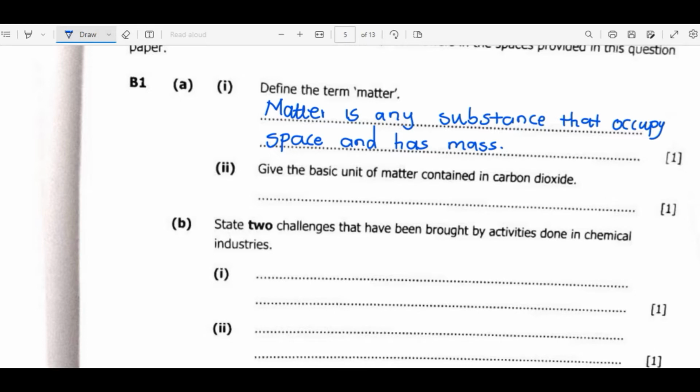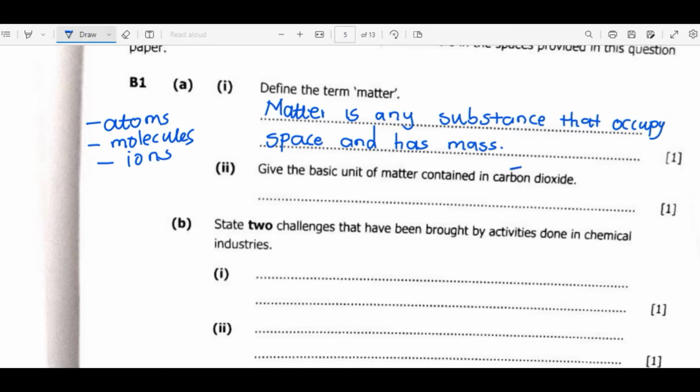Roman number 2, give the basic unit of matter contained in carbon dioxide. There are 3 types of basic units of matter. The first one, we can say we have atoms, then molecules, ions. Now for this one, we can see that we are dealing with a compound. The first thing that you are supposed to put into consideration if you are dealing with a compound, you need to ask yourself a question like, what type of a compound am I dealing with?